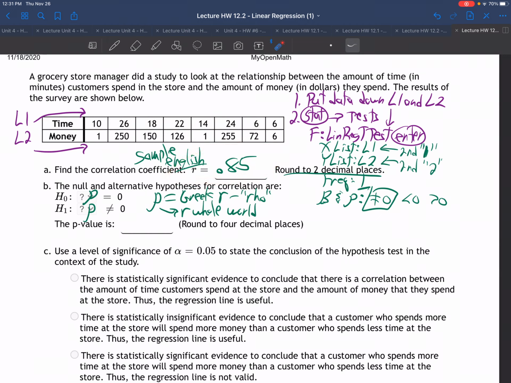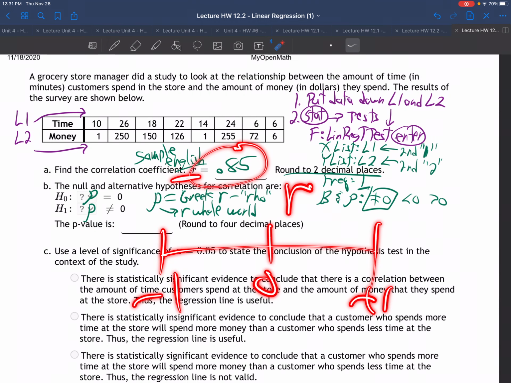It says for these 8 customers, for this sample, the linear correlation coefficient is 0.85, meaning there's pretty strong, that's close to 1.0. Remember, R goes from -1 to +1 with 0 in the middle. So if it's close to +1 or close to -1, +1 is a line up. -1 would be a line down. So our line seems to go up, meaning more time, more money. More time in the store, they spend more money.